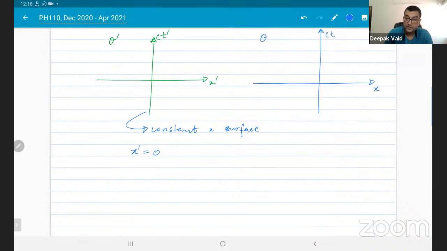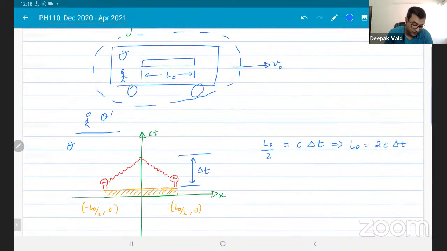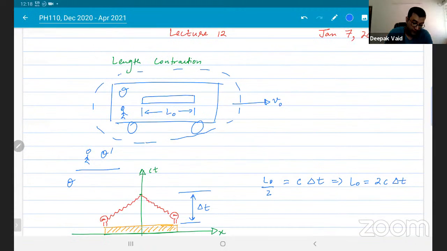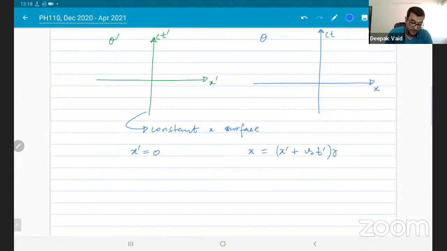So I perform the Lorentz transformation to go from the prime coordinates to the unprimed coordinates. What is the Lorentz transformation? X is equal to x prime plus V naught t prime, times gamma, right? If you look at this picture, you can see that O is moving to the left with respect to O prime, so you get this plus sign over here. Okay. And what is T? Well, T is similarly V naught x prime by C squared, times gamma.